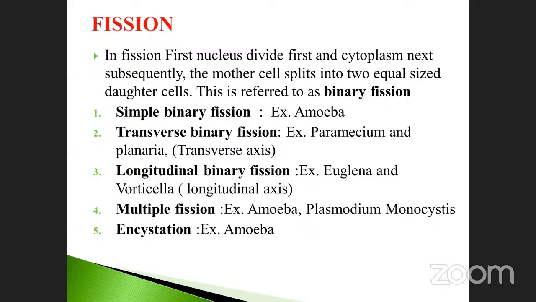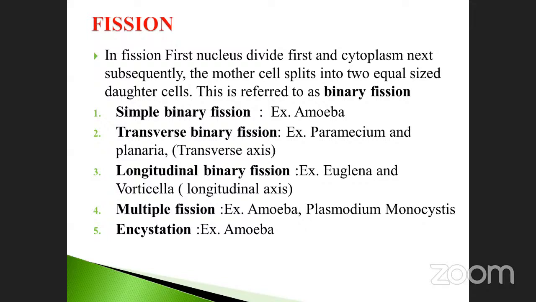Okay, planaria has a high regeneration capacity. What is the meaning of high regeneration? Suppose any part of the animal is cut, it will grow as a new one, similar to that of the parent. Not only planaria, but also starfish and so many others. And longitudinal binary fission, examples are euglena and vorticella.